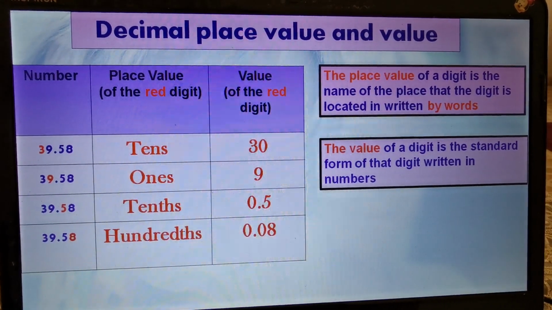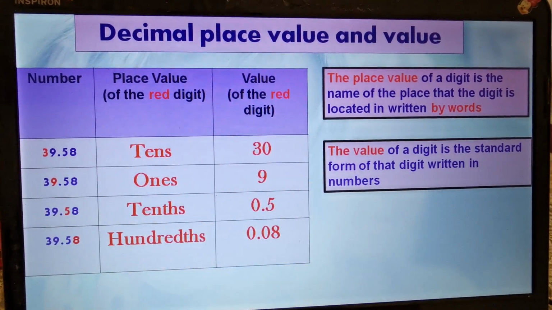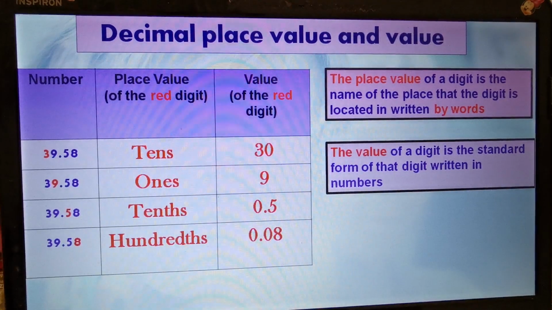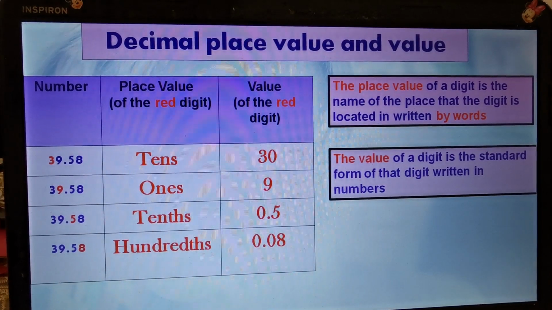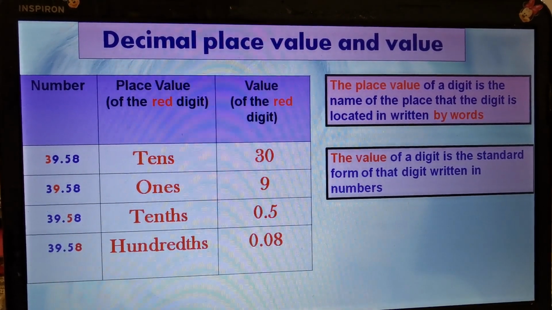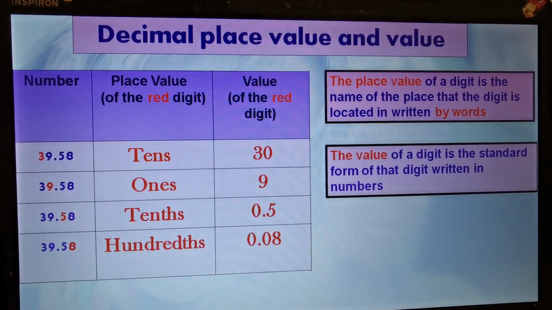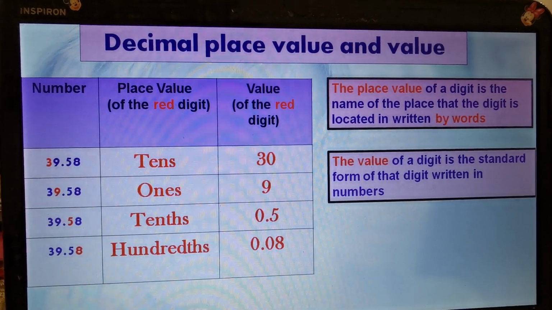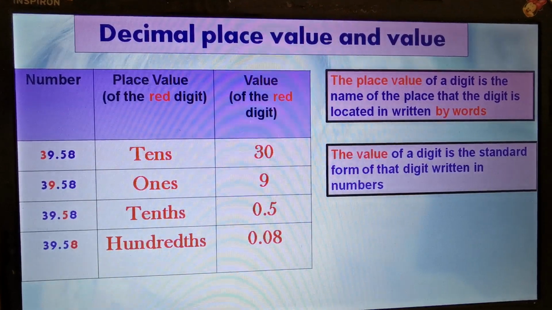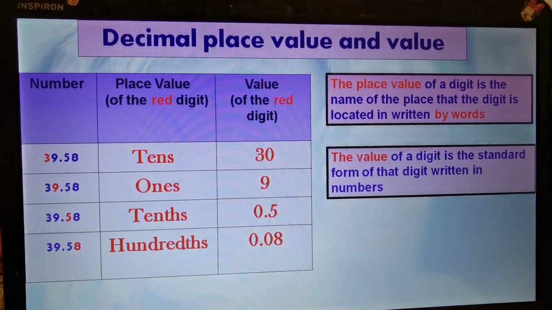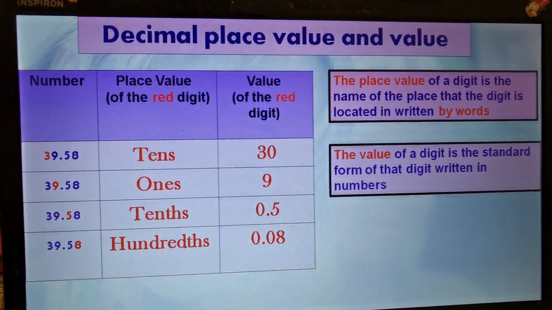Okay, so let's start the first one. To the left of the decimal point, we said that we have just whole numbers. So 3 in the first one, which is 30 as a value. The place value is tens. The second one, 39 and 58 hundredths. So 9, the place value for 9 is ones. The value for 9 is 9 because it's ones.